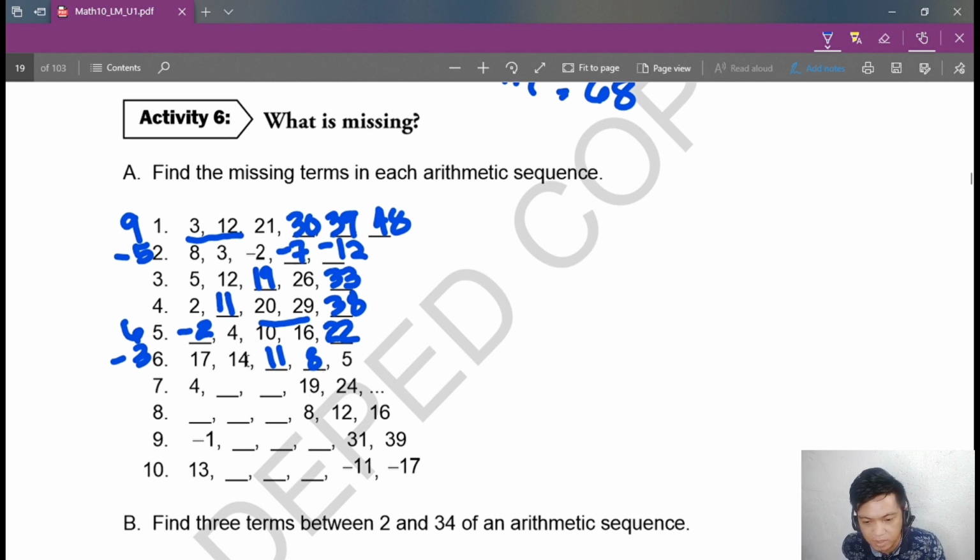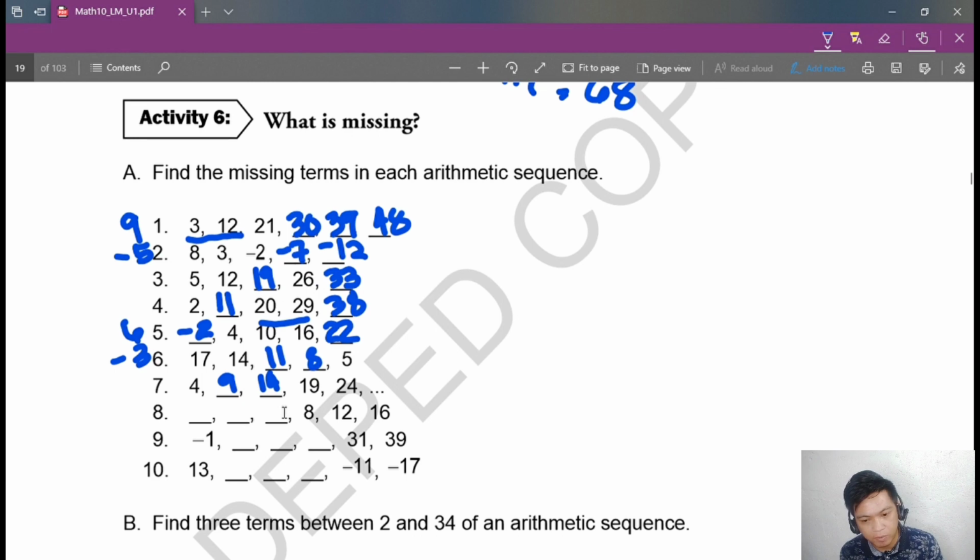Okay, ito. So, ito yung kukunin natin. 19. So, 24 minus 19 is 5. So, 4 plus 5 is 9. Plus 5 is 14. Plus 5, 19. Plus 5, 24. Next one. Ito. 12 minus 8. That's 4. So, since going to the left tayo, we're going to subtract.